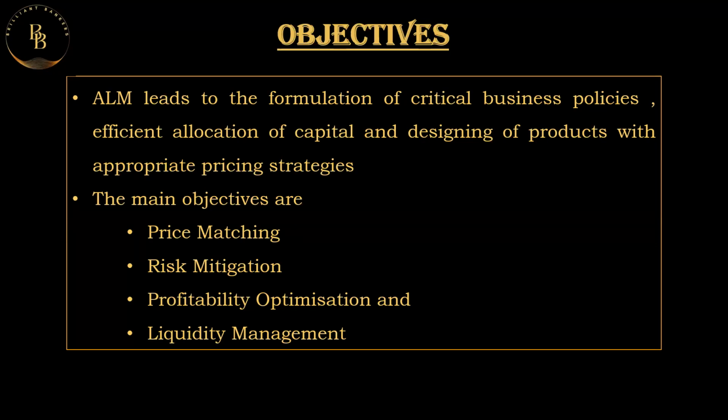What is risk mitigation as an objective in ALM? It identifies and manages the interest rate risk, the liquidity risk, and the market risk to ensure the financial stability of a financial institution. Coming to profitability optimization, it maximizes the return on assets while controlling the cost of liabilities, aiming for the sustained profitability of any bank or financial institution. In the case of liquidity management, the ALM ensures the availability of funds to meet the obligations while maintaining a balance between the short term and the long term assets.